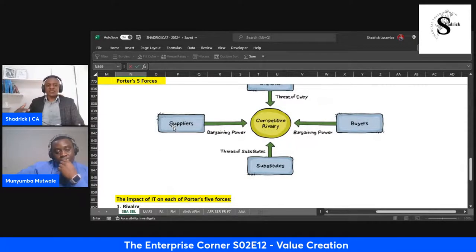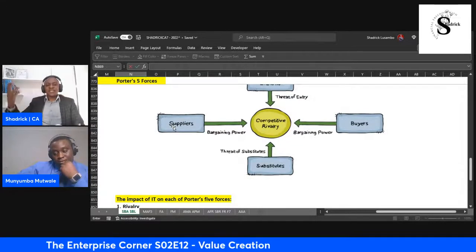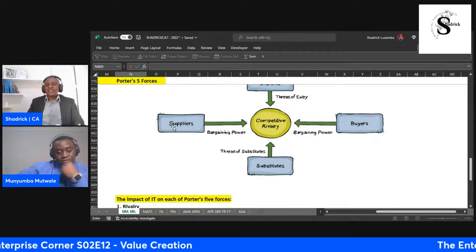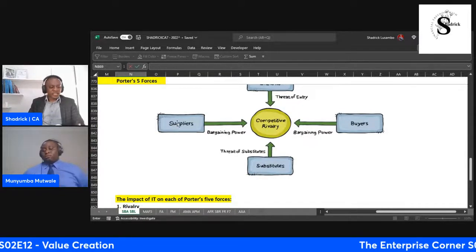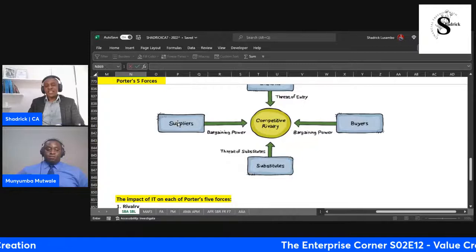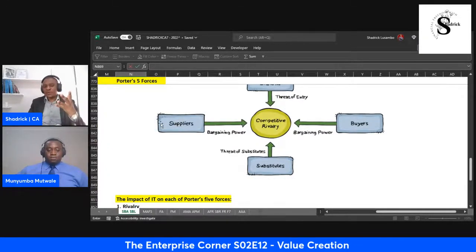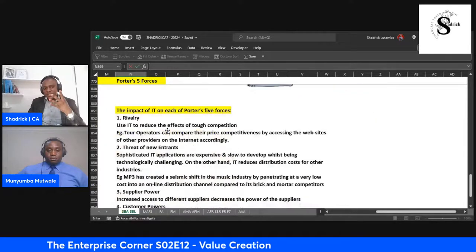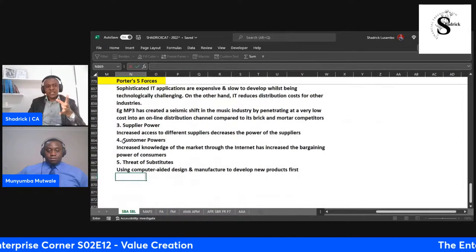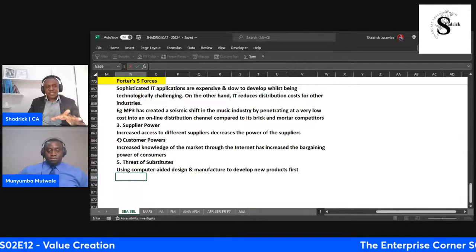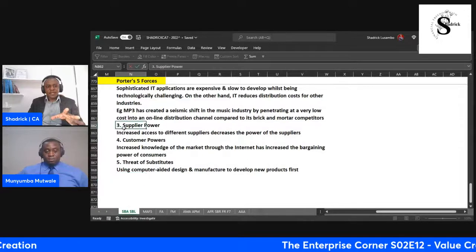Like I said, you can talk about Coca-Cola, MTN, Airtel, Zamtel, these are mass suppliers. All these guys are stronger suppliers. They dictate how much money you make when you buy from them. Now, you don't want that. That's very painful, all right? So how do you navigate and make more money? Use IT. And number four says supplier power.